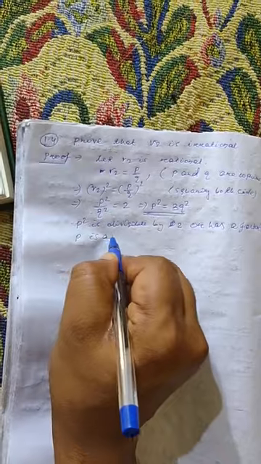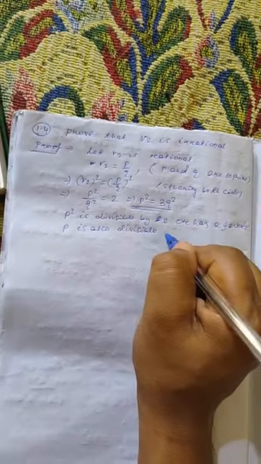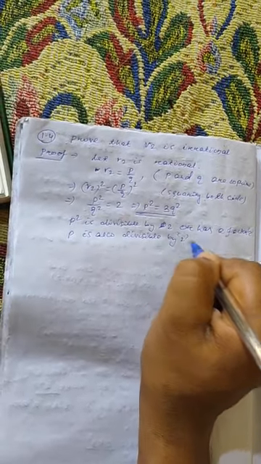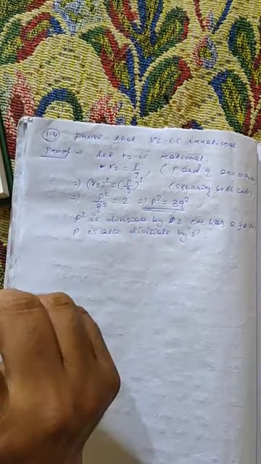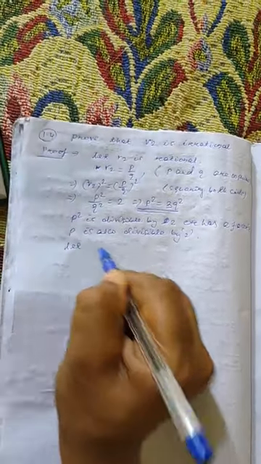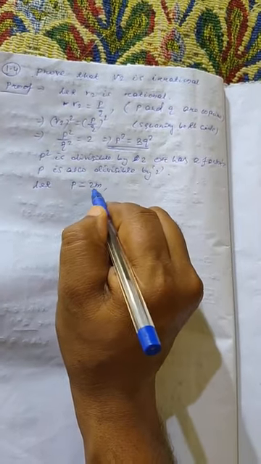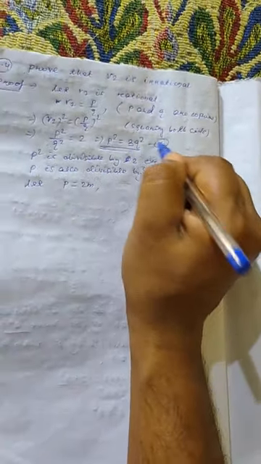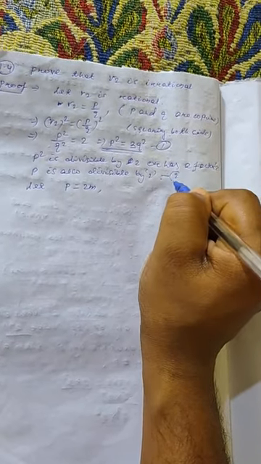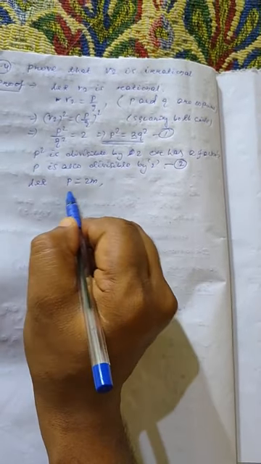That means p is also divisible by 2. Now study it. If p is divisible by 2, then we can write p as 2m. Suppose p is equal to 2m. Call this statement 1. Now we have to put this into p squared is equal to 2q squared.